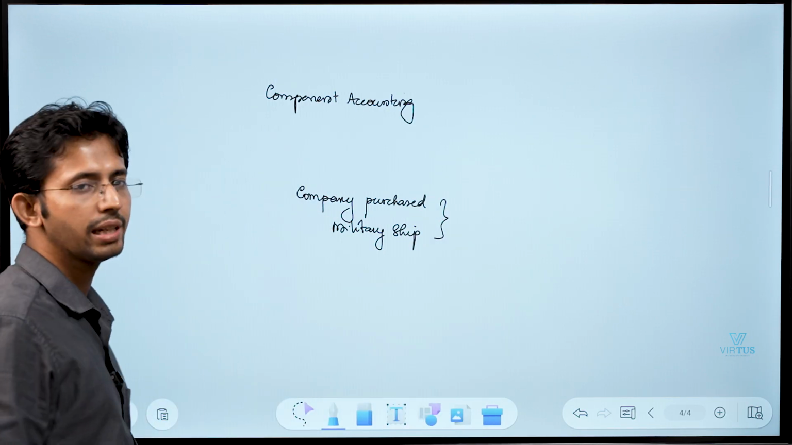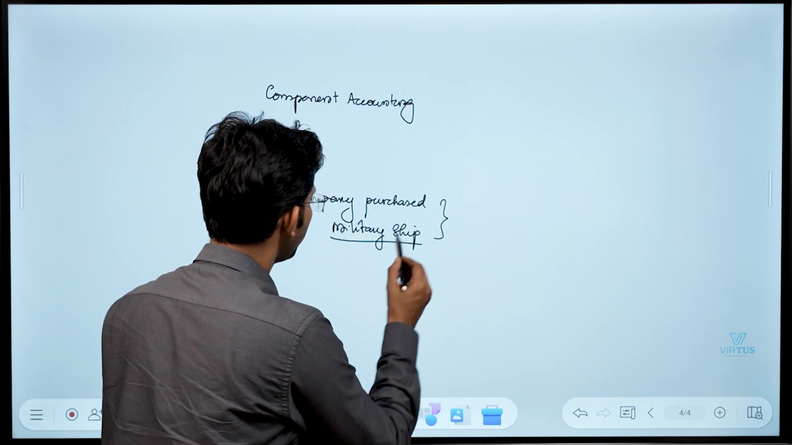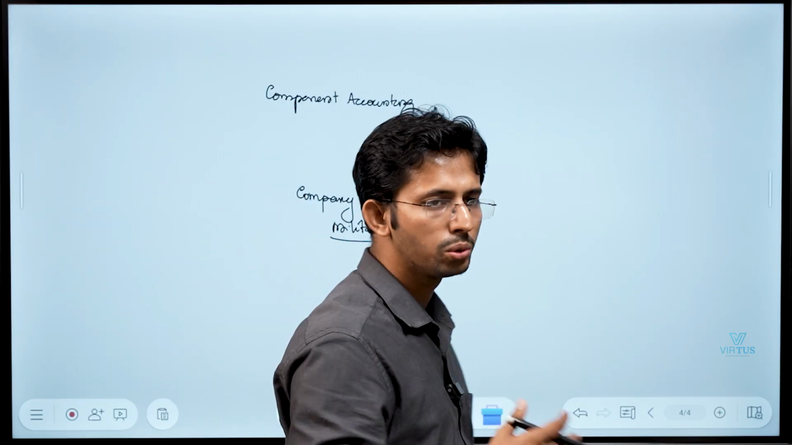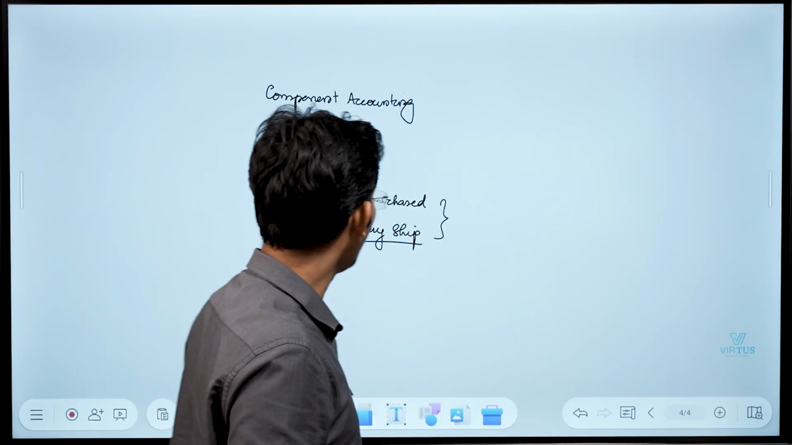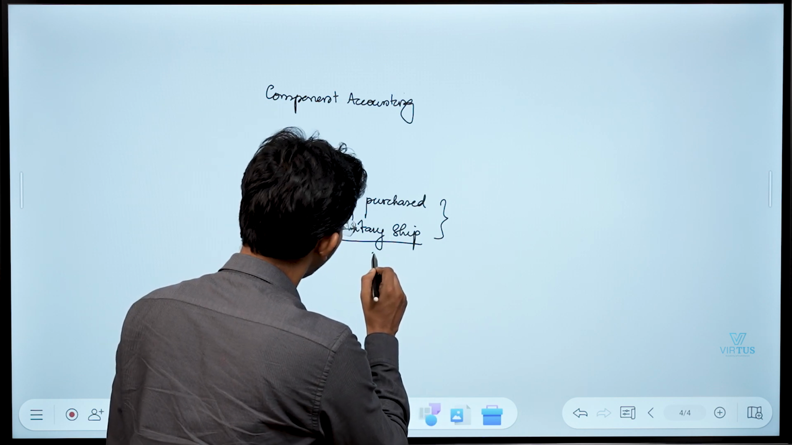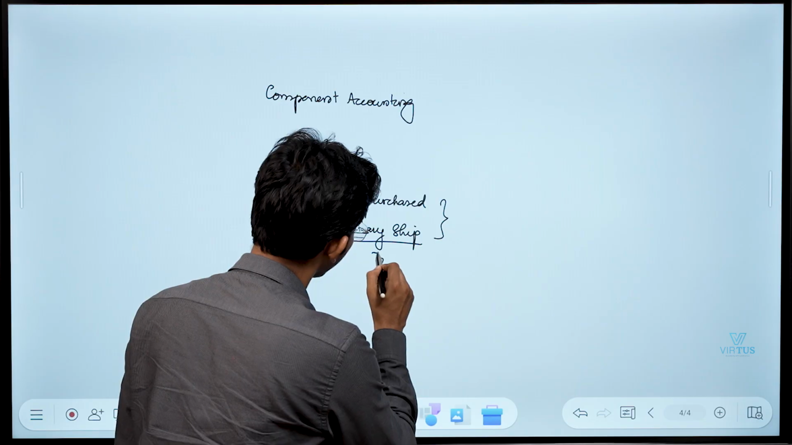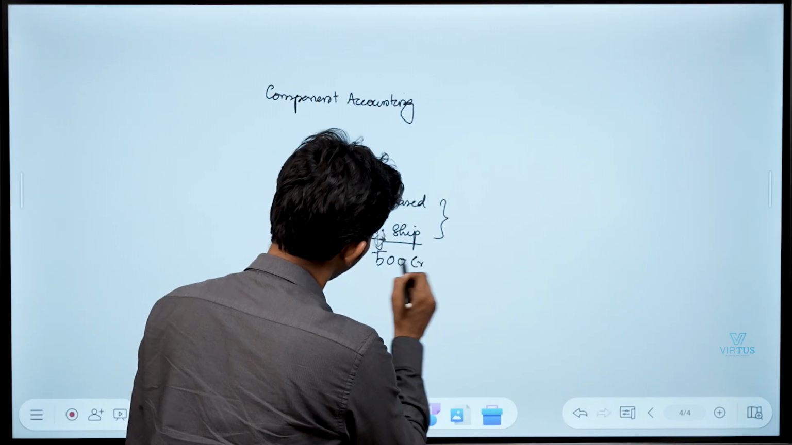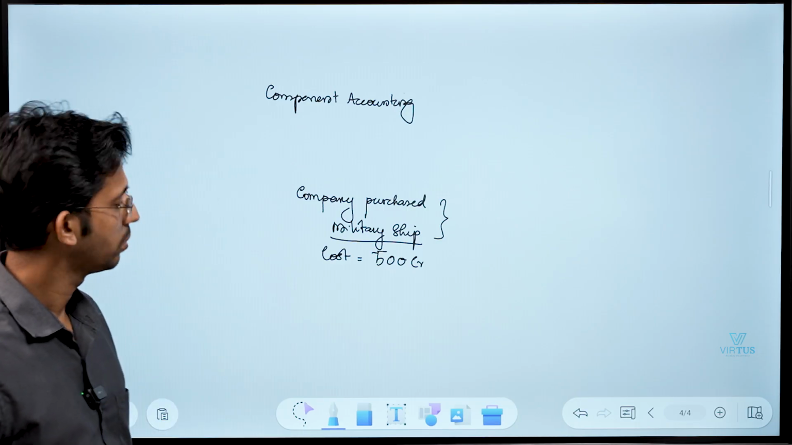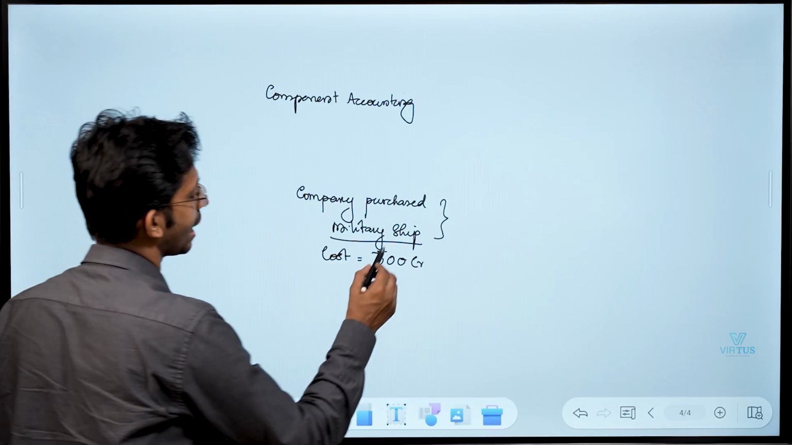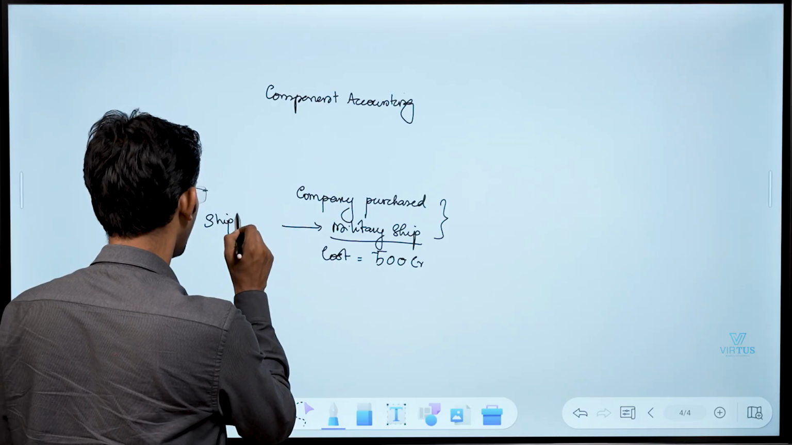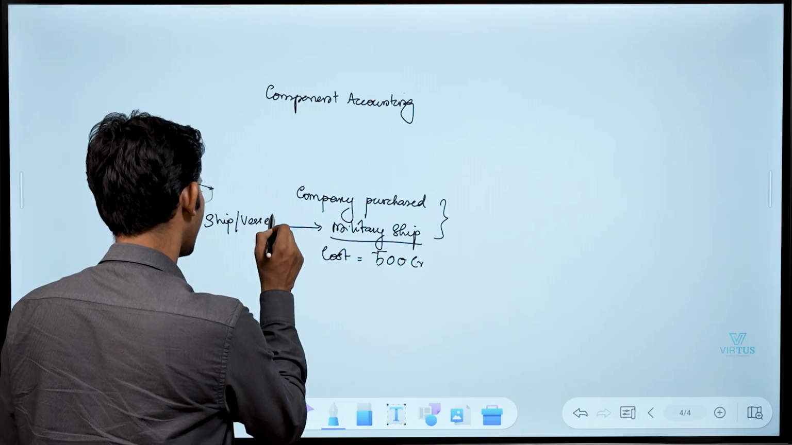Okay, there is a military ship. Maybe it was purchased by the Navy or any defense company for their use or for any other purpose. Now the total cost of this military ship, let us say, is 500 crores. Cost was 500 crore, so it will fall under which category? It will fall under the category of ship or vessels.